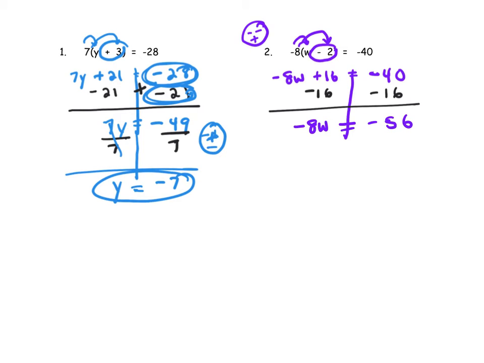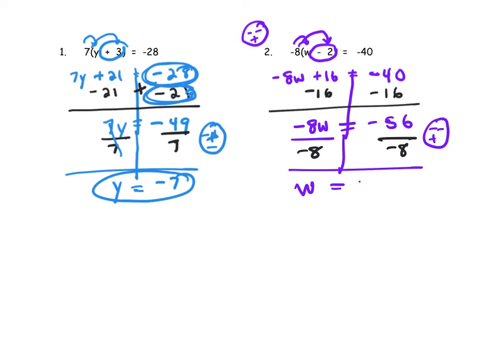So I'm going to continue solving by dividing by negative 8 on both sides, and that's going to leave w equals a negative divided by a negative, which is a positive, so I'm going to get positive 7.